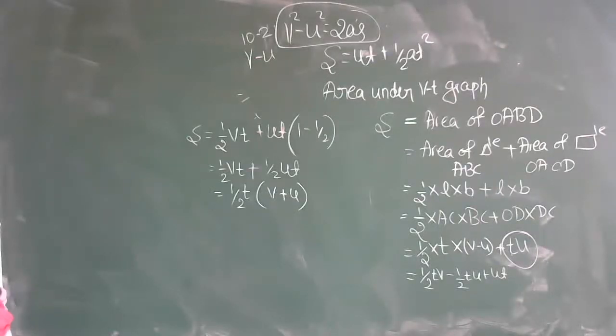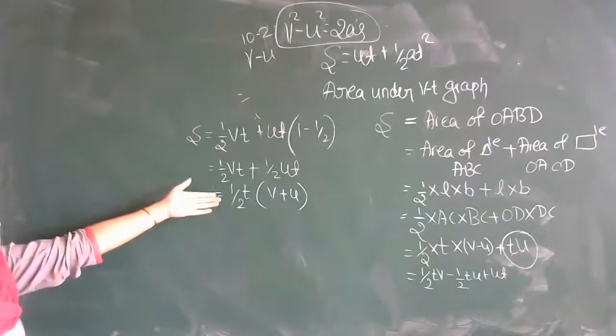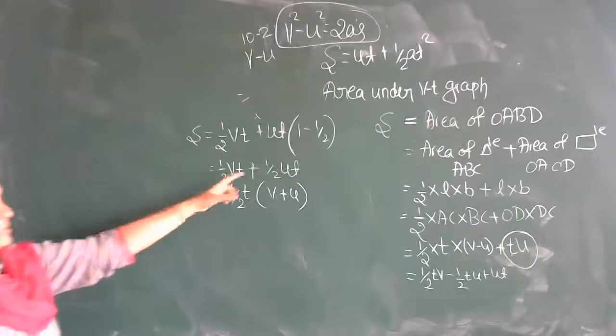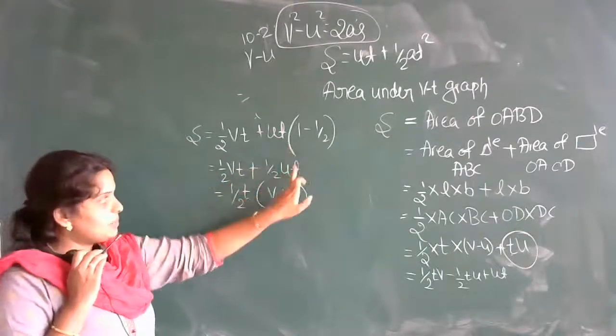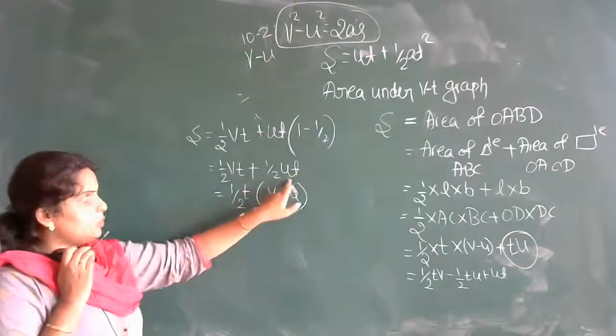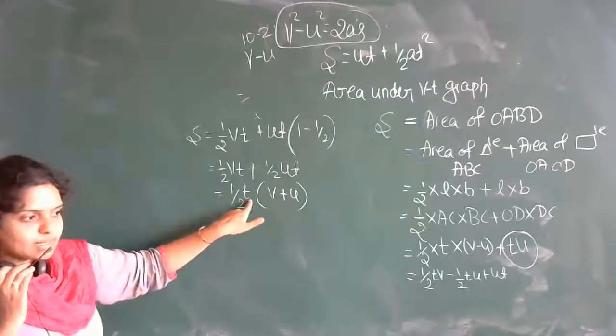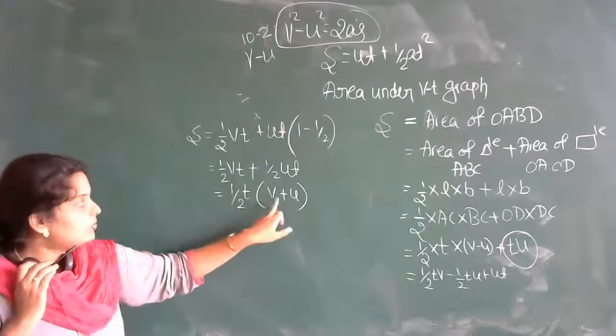How many of you got till this step? I am just simplifying the brackets. Nothing else I am doing here. Has no one got it yet? Till here at least, is it clear to everyone? First take ut common and simplify the bracket, half ut is left. 1 minus 1 by 2, that is 1 by 2 into ut. Next, in both the terms, 1 by 2 into t is common. So in the bracket you are left with v plus u.